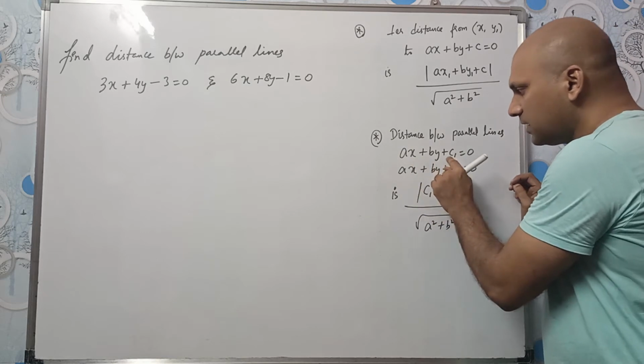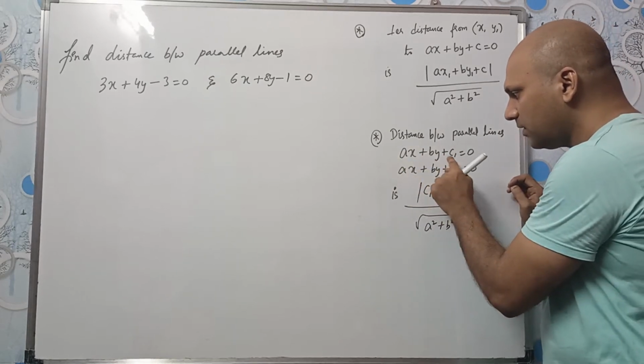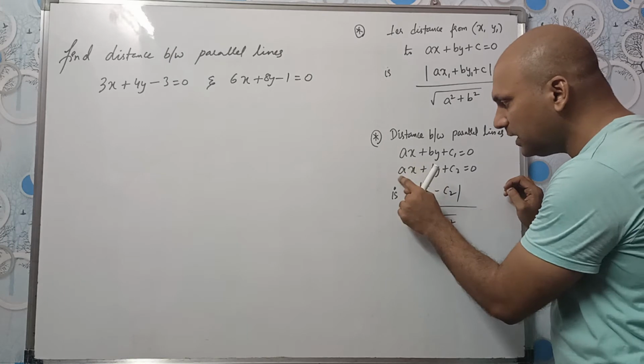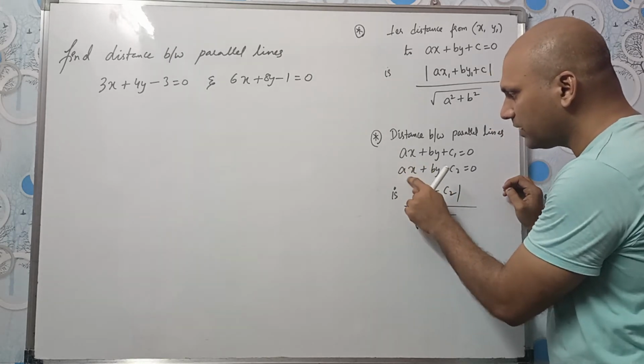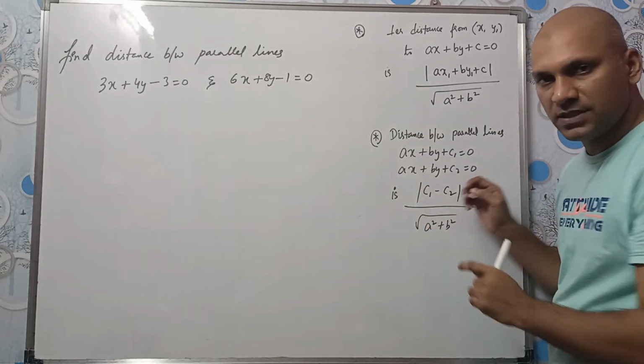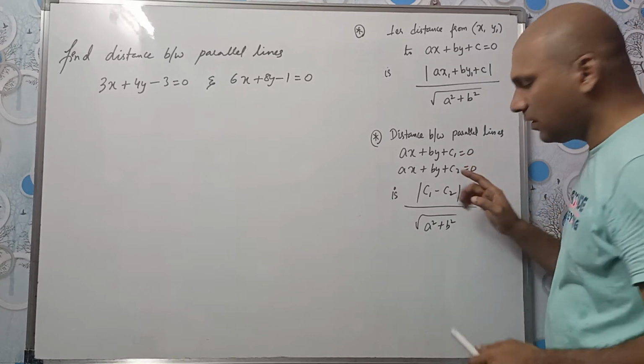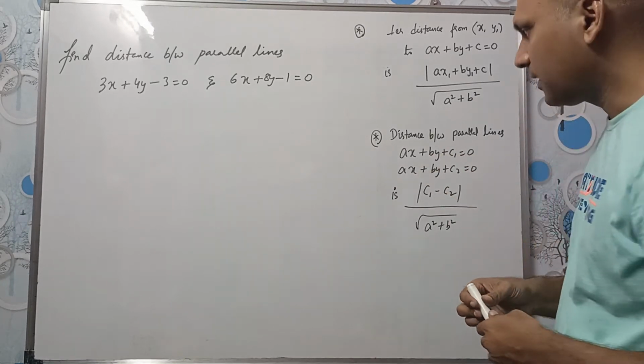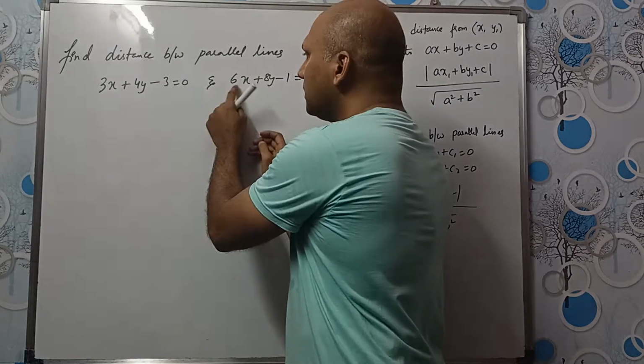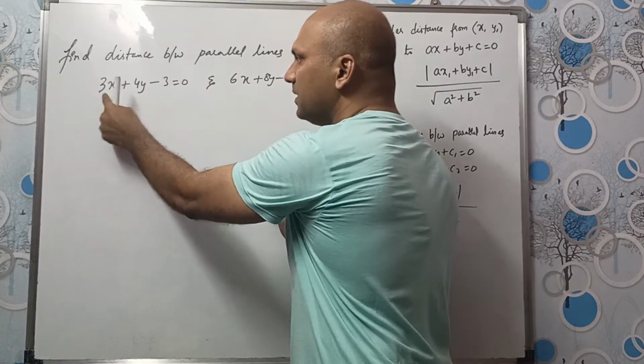The first line should be ax plus by plus c1, and the second line should also be ax plus by plus c2. The coefficient of x and the coefficient of y should be the same. Only the constant terms should change, right? But here, the coefficient of x is 6, and the coefficient of x is 3 here.